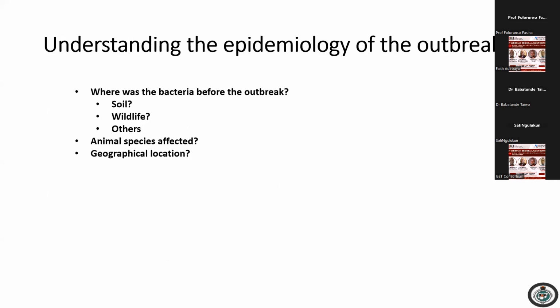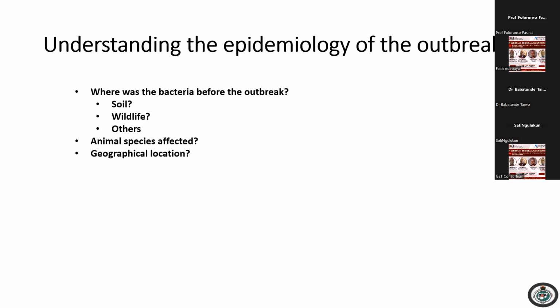So from all this that I've highlighted, it shows that the environment, the animals, and the humans are interacting, and they also form a very key base for the spread of this disease. So where was this bacteria before most of these outbreaks? And as has been reported, these outbreaks sometimes, most times, are sporadic. So where is this bacteria?